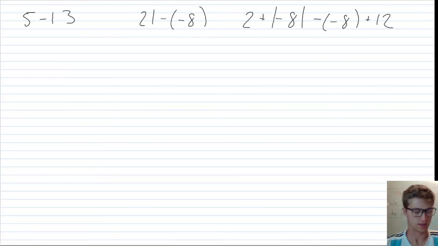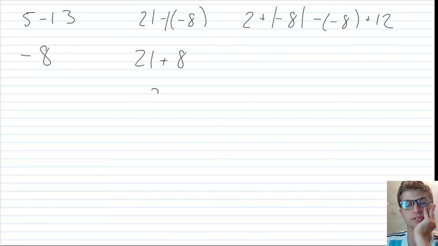Okay. 5 through 11, just simplifying the problems. 5 minus 13 is negative 8. 12 minus negative 8, we got our parentheses, so we're distributing. That negative is the same as negative 1. What's negative 1 times negative 8? Positive 8. 21 plus 8 is 29.